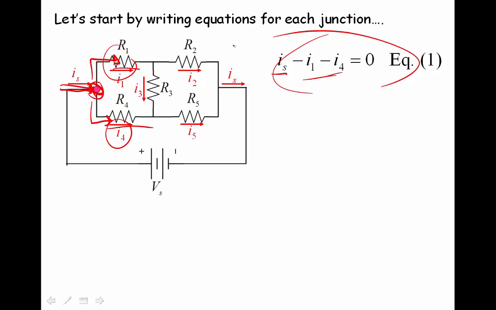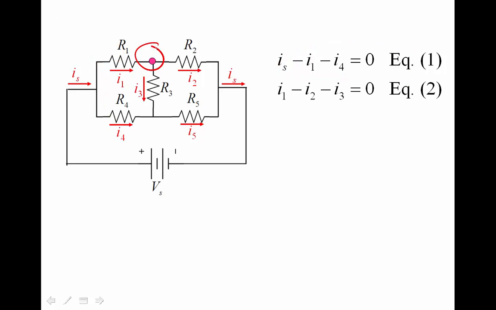So we're going to need 6 equations to solve for these 6 unknowns. Here's another junction right here. We've got I1 going in, so that's positive. I3 is coming out and I2 is coming out. So both of those are negative, and that's equal to 0. So the sum of currents into a junction is equal to the sum of the currents out, or the net current at a junction is going to be 0, and that's how we get our equation.